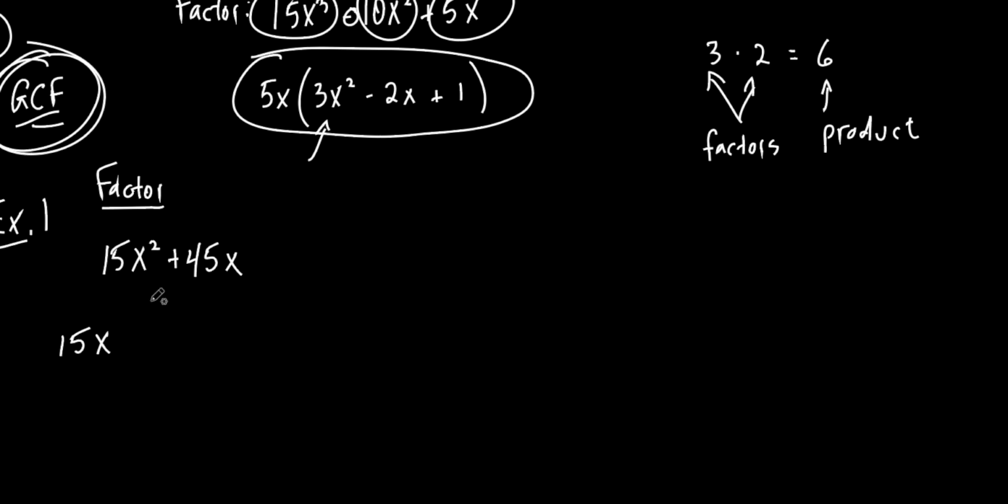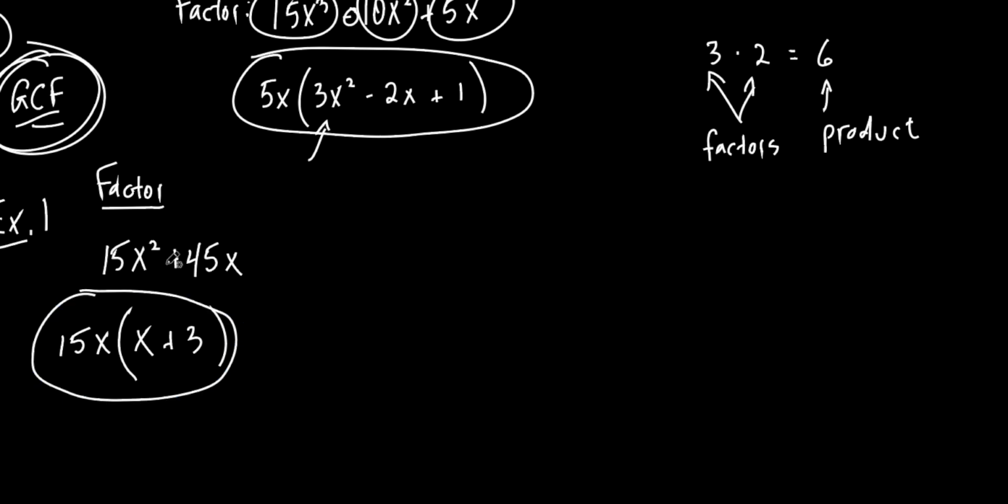Now what I got to do is figure out what is being multiplied by this in order to get this. So I put a parentheses, and how do I do that? I take this first term and do what to it? I'm pulling it out, so I'm dividing it out, correct? So I'm going to take this and divide it by this. So 15 divided by 15 is 1, x squared divided by x is x. Plus, what about this? 45x divided by 15. 45 divided by 15 is 3. X divided by x is 1. 1 times 3 is 3. There it is. You just factored it.